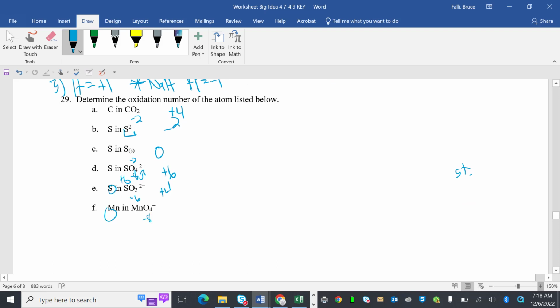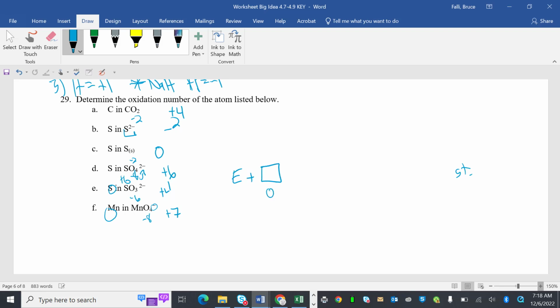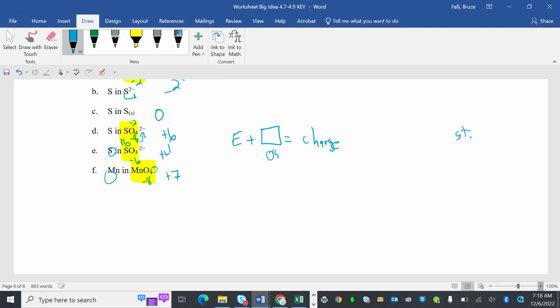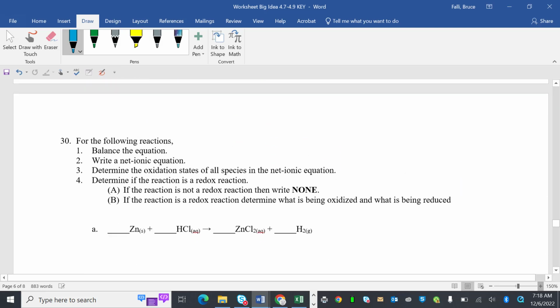All these together are -8. Got to end in +1. Manganese is +7. What I do sometimes is element plus whatever I know, usually my oxygens, equals charge. Notice how a lot of times it's an element and an oxygen. The O's you figure out because they're always -2, which is nice.